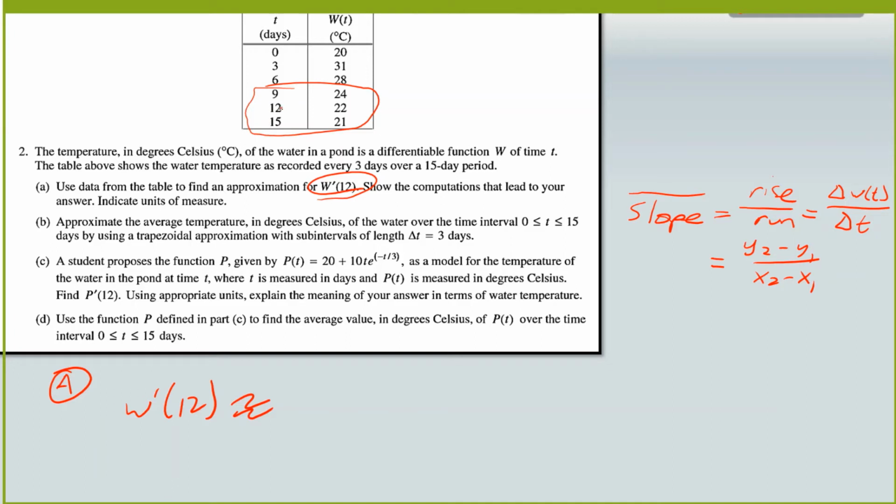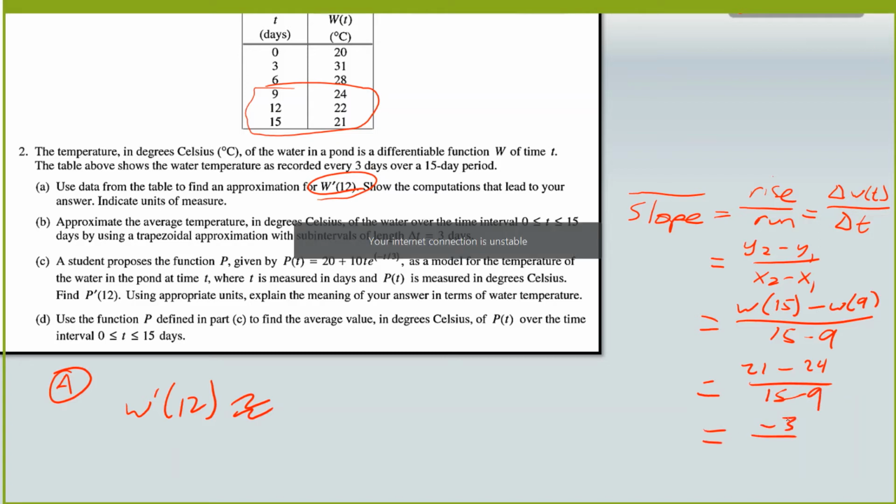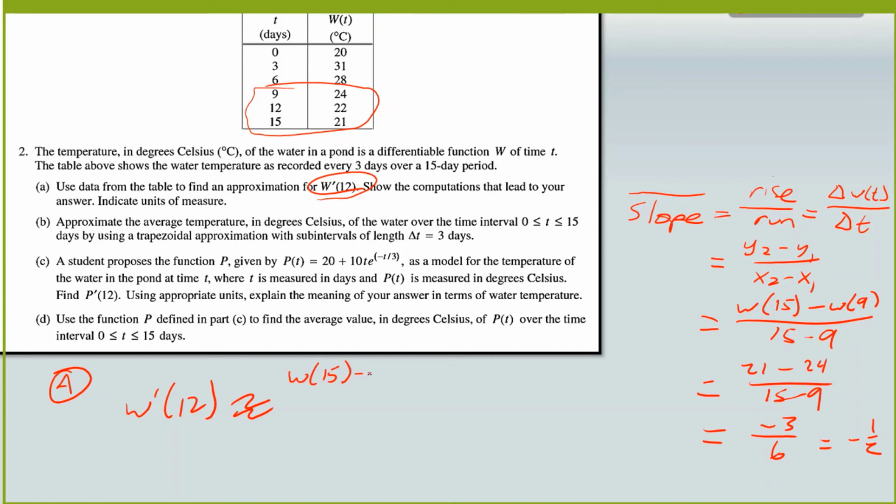So that I have 12 inside that range, I'm going to make my estimate W at 15 for my y2 and W at 9 for my y1. So that means my t's will be 15 minus 9. Okay, W at 15 is 21, minus W at 9 is 24, over 15 minus 9, is negative 3 over 6, or negative 1/2, is my estimate for slope. Okay, here it is again. W at 15 minus W at 9 over 15 minus 9 is 21 minus 24 over 15 minus 9, or negative 3 over 6, is negative 1/2.